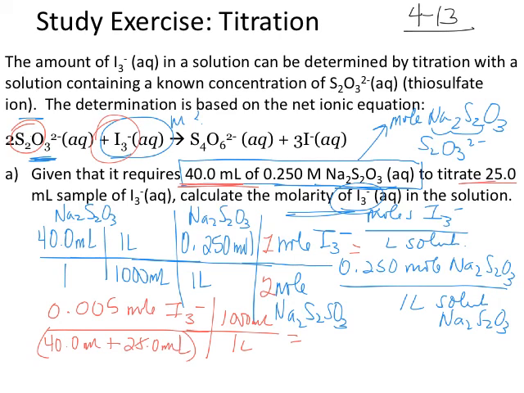So when we do that with our calculator, we get 0.005 divided by the total volume, which is 40 plus 25, and then we convert that, we get rid of our milliliters, so it's molarity. So we're going to take that times 1,000, and we get 0.07769. I want 3 significant figures, 0.0769 molarity. And so that is our answer.